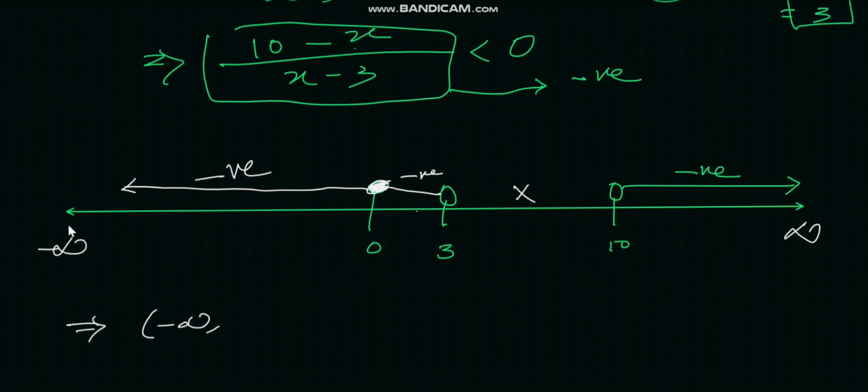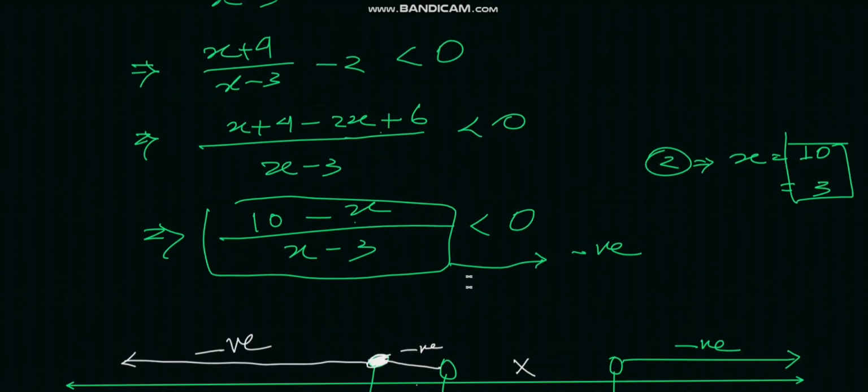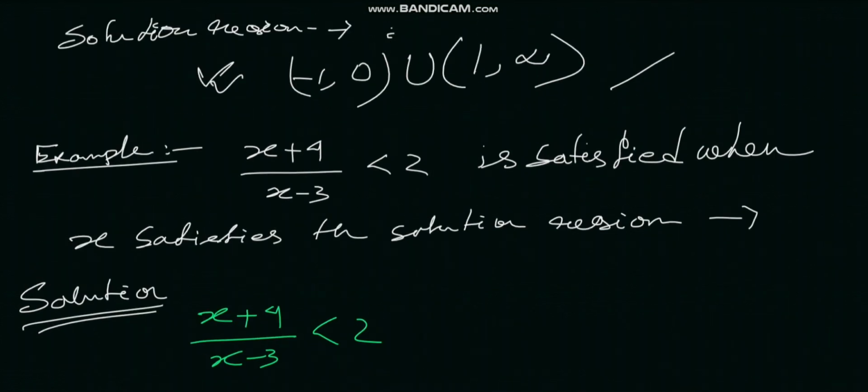So you can write it as next to 3. So 3 open because 3 is excluded, union this region, and 10 is also excluded, so we need to use the open bracket for 10, excluded. That's it. That's how the solution region will be for this equation. So that's it for this lecture. We'll see you in the next lecture.